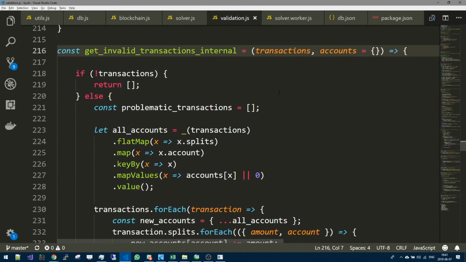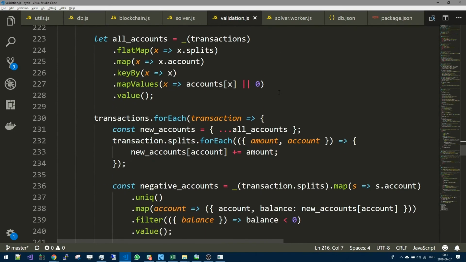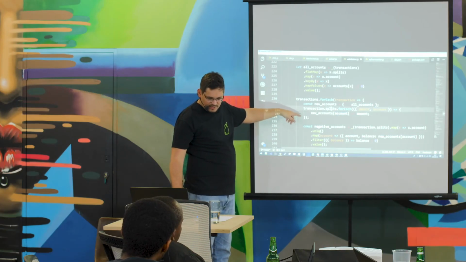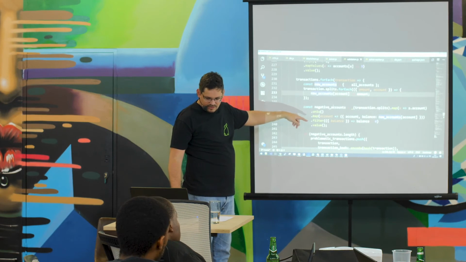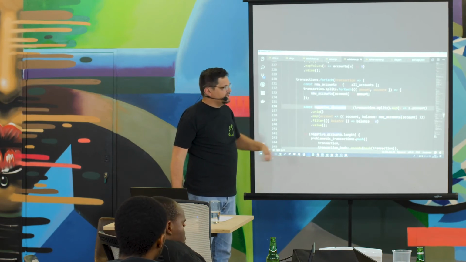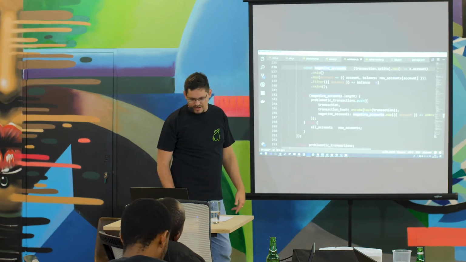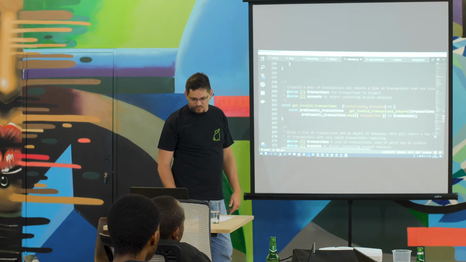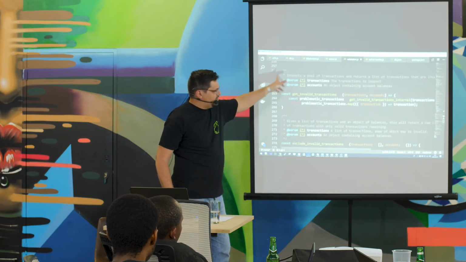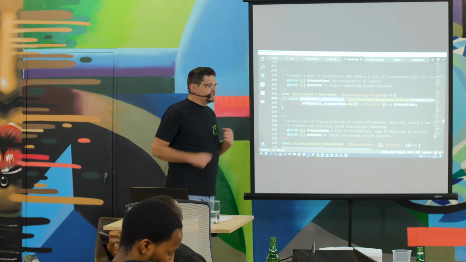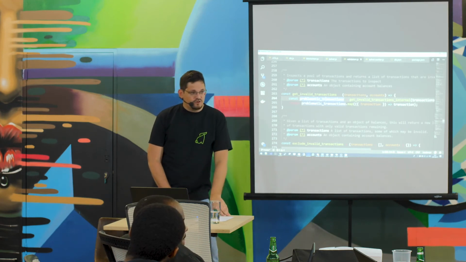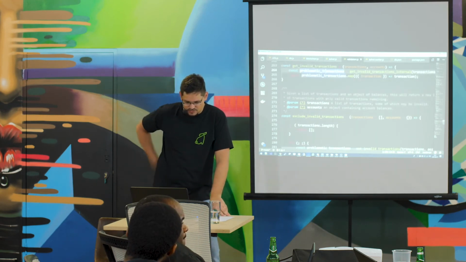What this does is it basically creates a list of accounts, and then it starts going through all the transactions and building its own record of accounts. And if there are any negative account balances, it knows that the transaction was invalid. And then it makes a list of those transactions and reports on them. A reason we split it up is because we need a way of removing invalid transactions without removing all the transactions together.